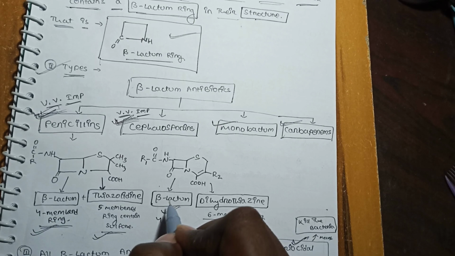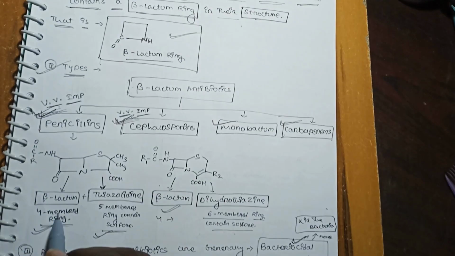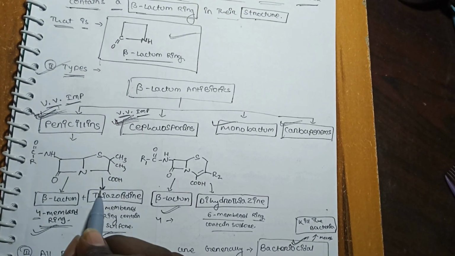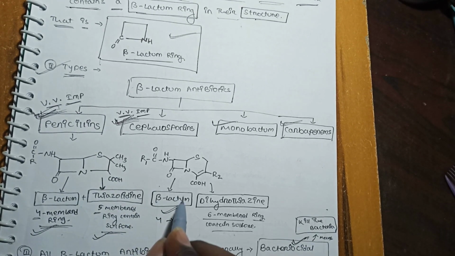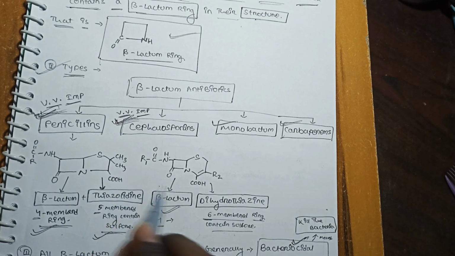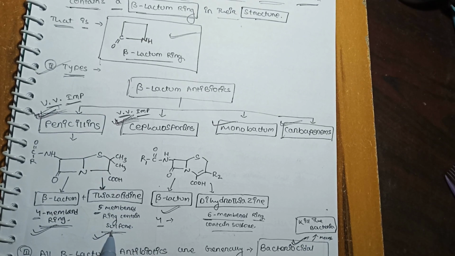Similarly, cephalosporin has the beta-lactam ring with a dihydrothiazine ring. The beta-lactam ring is a 4-membered ring and the thiazolidine ring is 5-membered. Similarly, in cephalosporin the beta-lactam ring is 4-membered and the dihydrothiazine ring is 6-membered. The difference between penicillin and cephalosporin is that penicillin has a 5-membered thiazolidine ring with the beta-lactam ring, and cephalosporin also has a beta-lactam ring, but here a 6-membered dihydrothiazine ring is present.